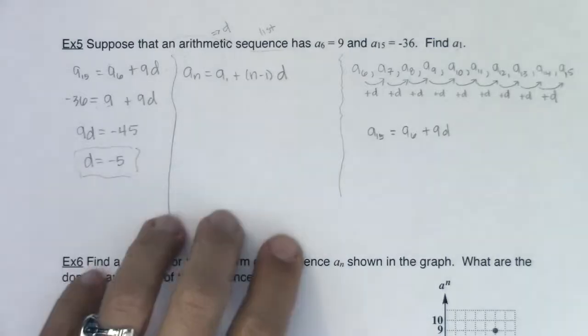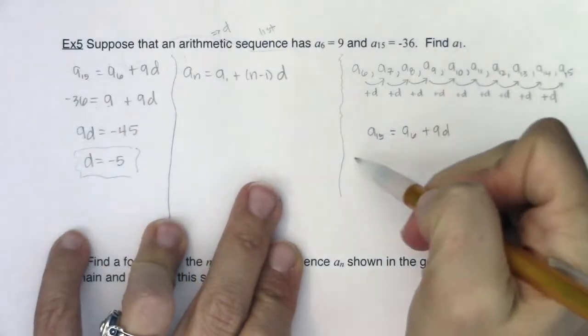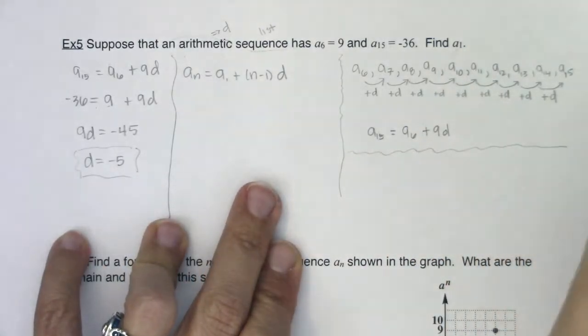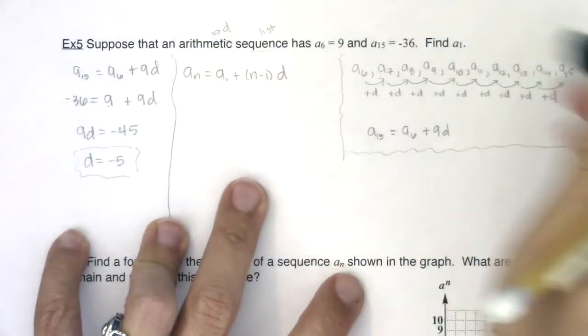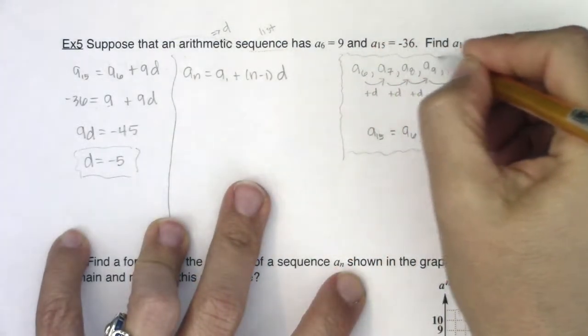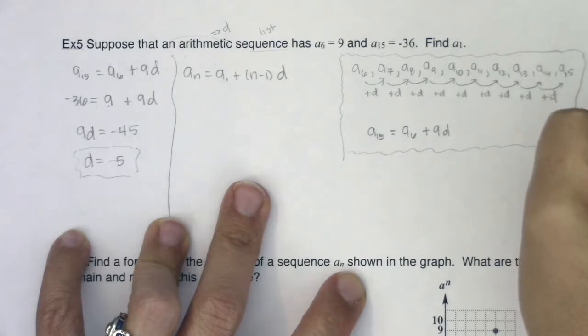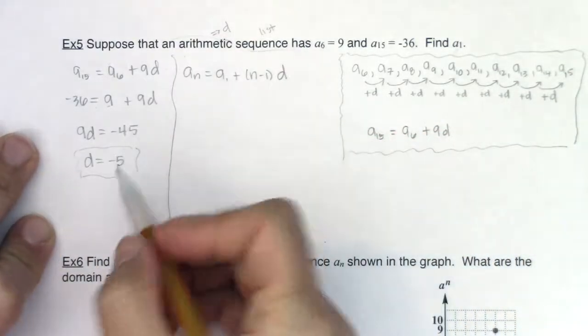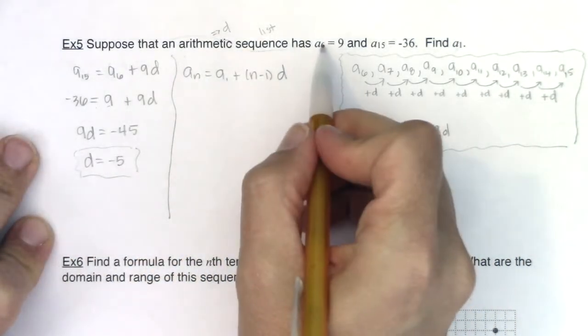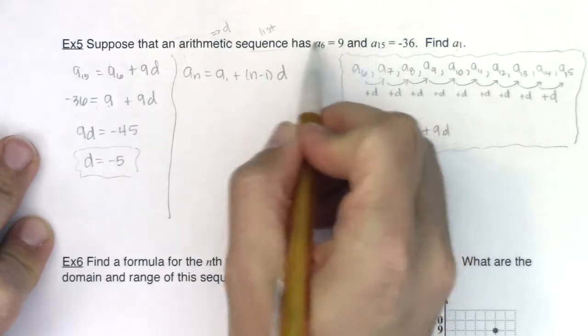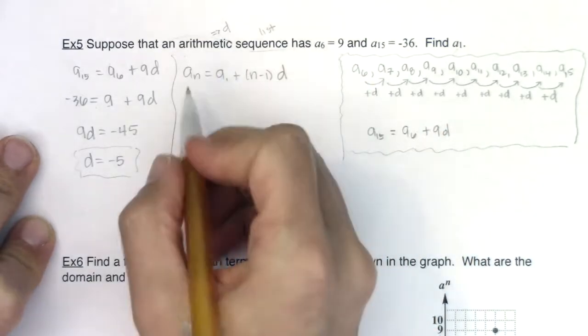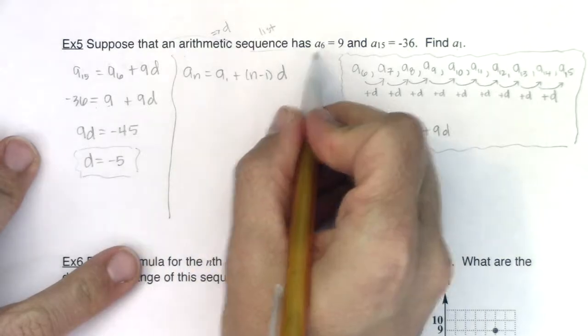All right, so now keep in mind, my end goal here is to find a sub 1. Okay, so let me keep moving these little pieces off on their own. All right, so from here, once I find that, I could use either a sub 6 or a sub 15. It doesn't matter. I'm going to use a sub 6 just because it's a smaller subscript.